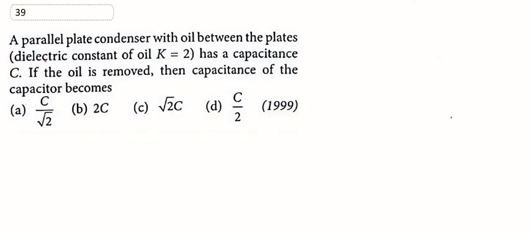Question number 39. A parallel plate condenser with oil between the plates. The dielectric constant is equal to 2 and the capacitance is C. If the oil is removed, then the capacitance of the capacitor becomes what? When the oil is removed, what happens? It becomes air. What is the capacitance of the air medium?